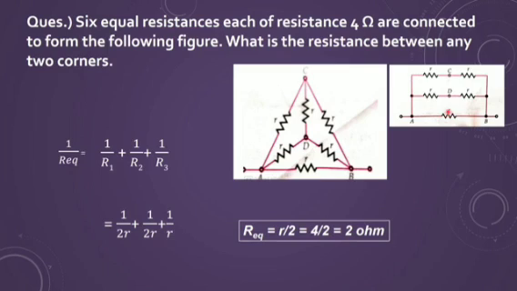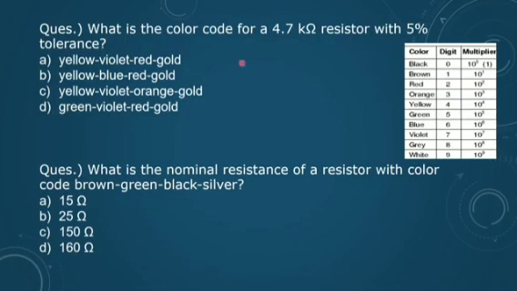So you are getting it equals to 4 upon 2R. So 4 upon 2R means this is R by 2. R is given 4 ohm. So R equivalent is coming out to be 4 by 2, which is equal to 2 ohm. This is the question on the color.